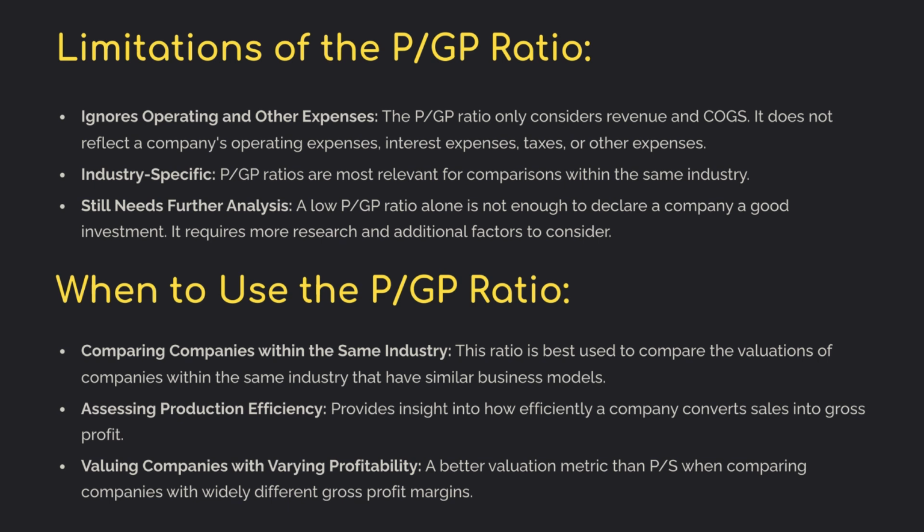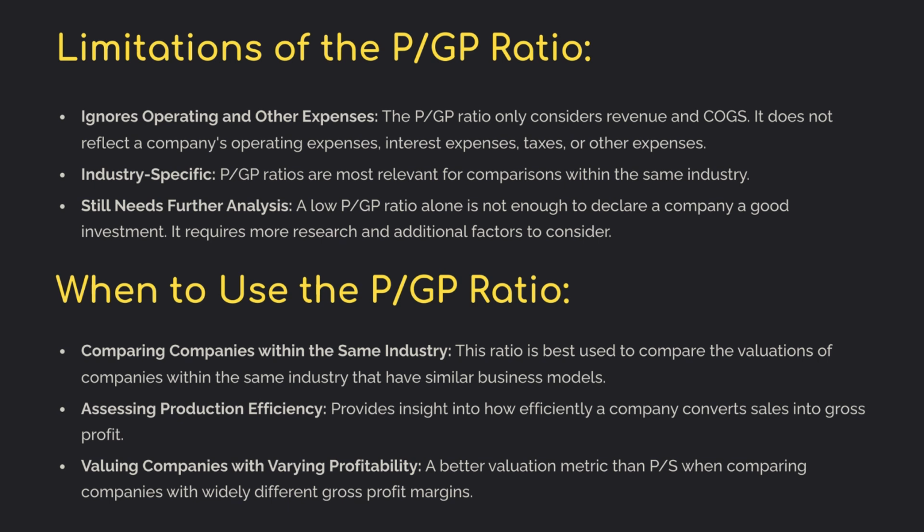Limitations of the PGP ratio. Ignores operating and other expenses. The PGP ratio only considers revenue and COGS. It does not reflect a company's operating expenses, interest expenses, taxes, or other expenses. Industry-specific PGP ratios are most relevant for comparisons within the same industry. Still needs further analysis: a low PGP ratio alone is not enough to declare a company a good investment. It requires more research and additional factors to consider.